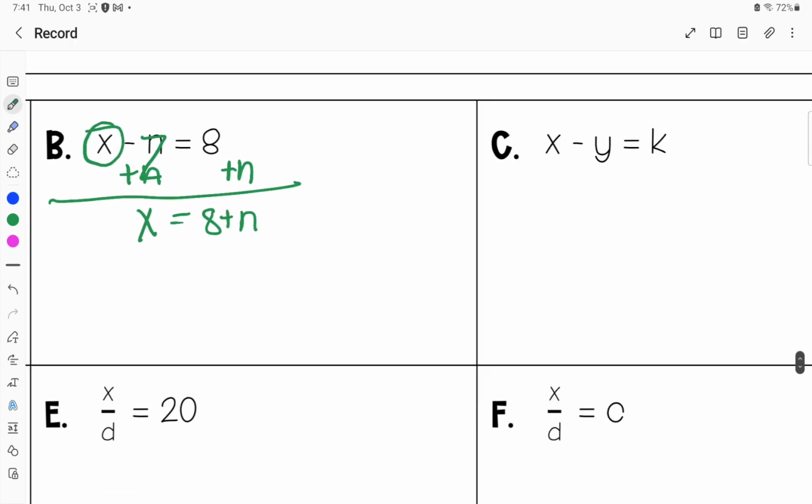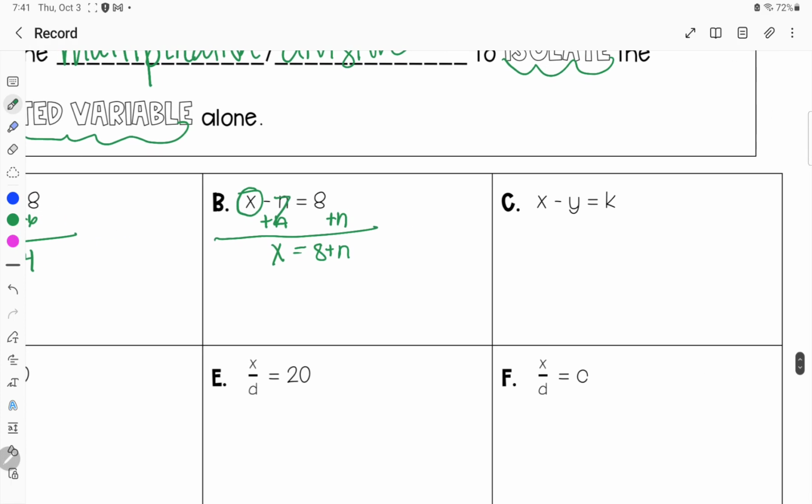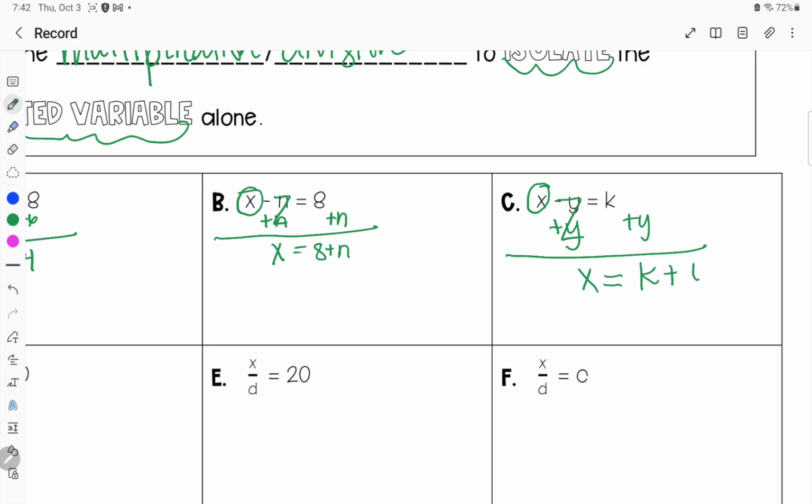So now we've gone from our first one had just x, then our second one has 2 variables, and now our third one is all variables. It does not change. I still only want this alone. So I'm going to add y, and I'm going to add y. Still not like terms. These are k's, these are y's, not the same. That will make those 0, leaving me with x equals whatever k plus whatever y is going to be.